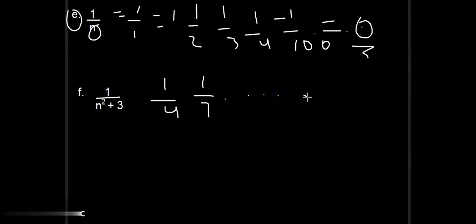So it's kind of the same thing. When it's 1,000, or a million, and a million plus 3, it will literally become 0. So this one is also equal to 0. These two are the same kind of question. So this one is also a convergent sequence, and it will converge to 0.